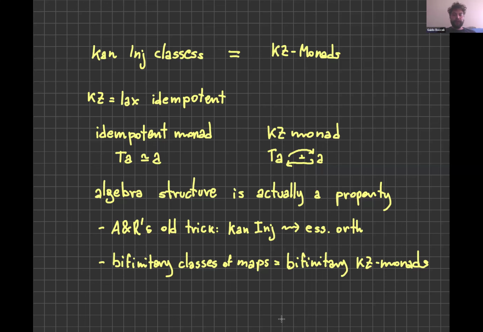Well, our first little trick is to categorify a lemma in the classic Adámek–Rosický book, and to show that with Kan-injectivity we can also play the game of essential orthogonality, and we also can refine the result by saying that bifinitary classes of maps induce bifinitary KZ monads.